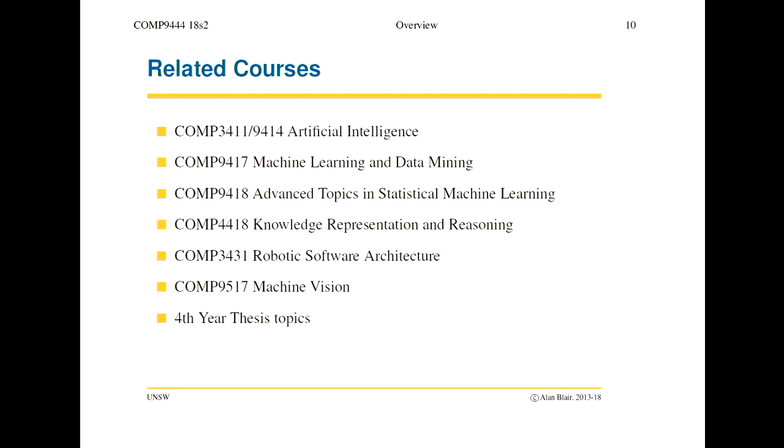Robotic software. Is anyone enrolled? Let's have a show of hands. Who's enrolled in 9418? No one. Oh, a couple of people. Is anyone enrolled in Comp 4418? Yes? Okay. What about robotic software architecture? It may have a different course code for the postgrads. Okay, you're enrolled in that. Machine vision, I think, is running this session as well. And then if you're an undergrad, you can think about doing a fourth-year thesis topic in an AI-related area.